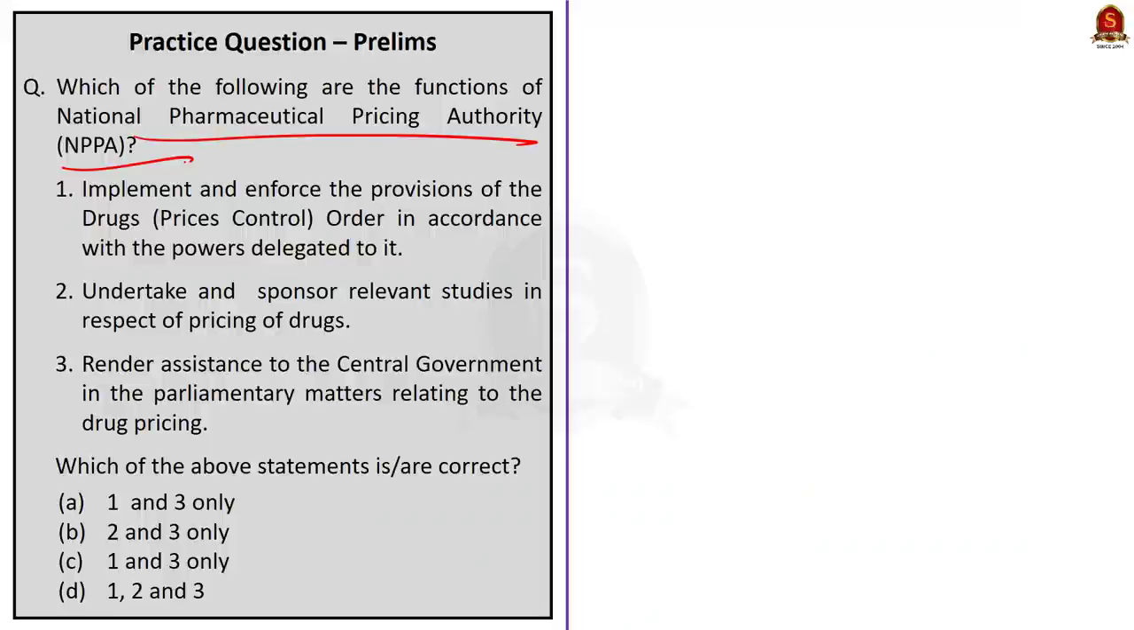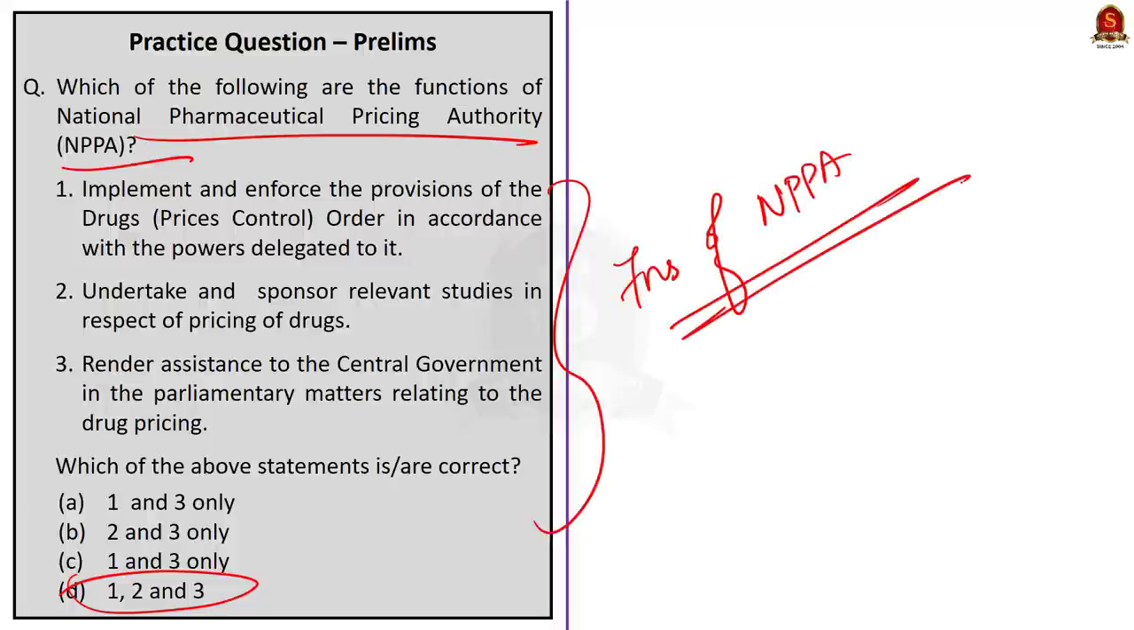See, the answer for this question is option D, 1, 2 and 3. Because all these are the functions of the National Pharmaceutical Pricing Authority. It is very clearly given in the table that I just showed you now. So whenever this kind of authority or some bodies comes, its function may be transformed into a preliminary question. So just be aware of these functions of the National Pharmaceutical Pricing Authority, which is in news. Finally, the answer here will be all the three statements are the functions of the NPPA. So your answer here will be option D, 1, 2 and 3.